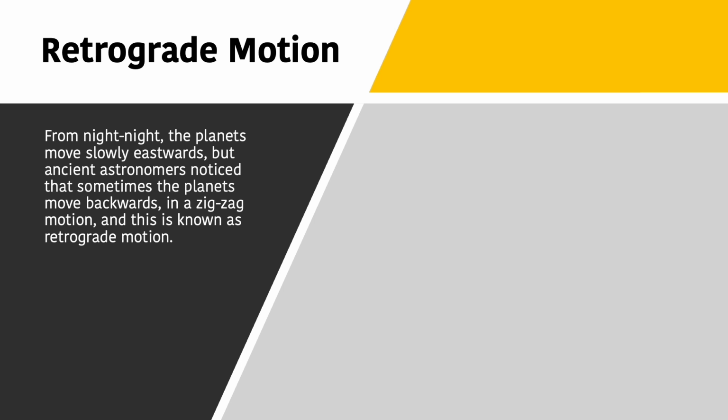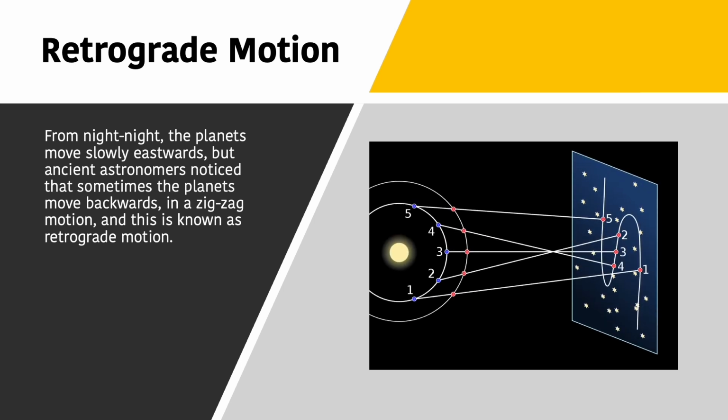Look at the diagram on the slides. We can actually see that this is caused due to the varying speeds of the orbit of Mercury, Earth, and other superior planets, as well as inferior ones, in their orbit around the Sun. And this is what causes this retrograde motion.